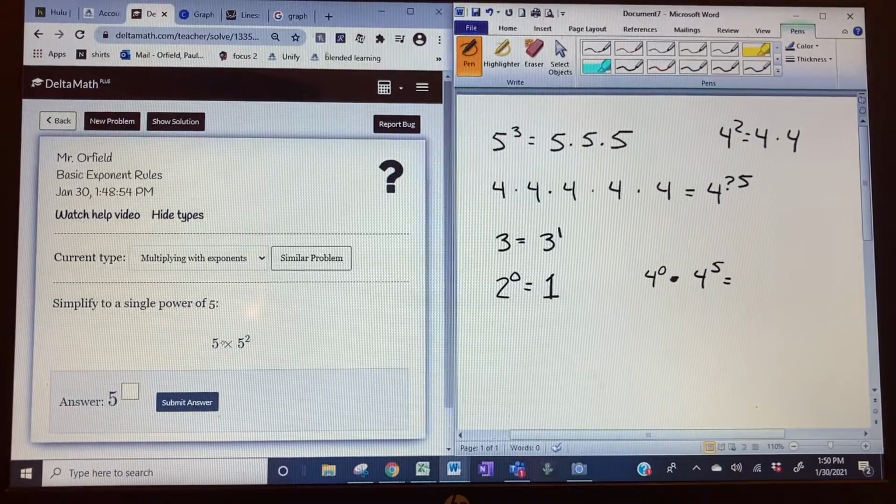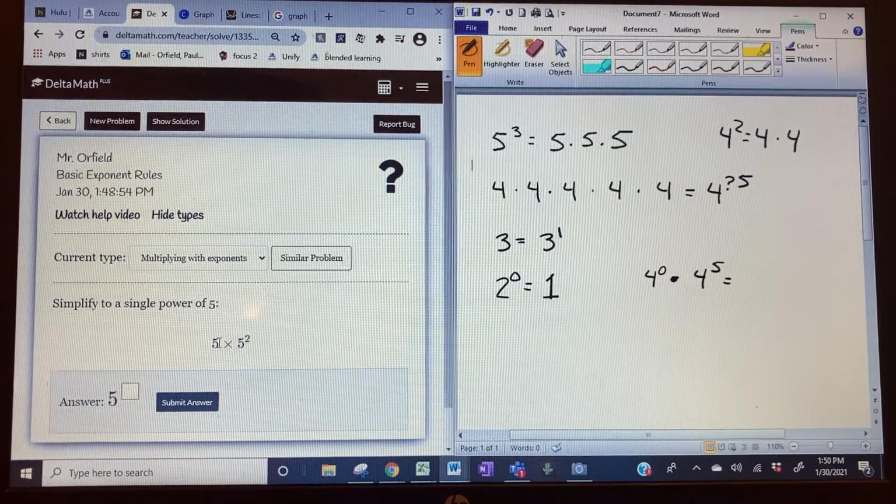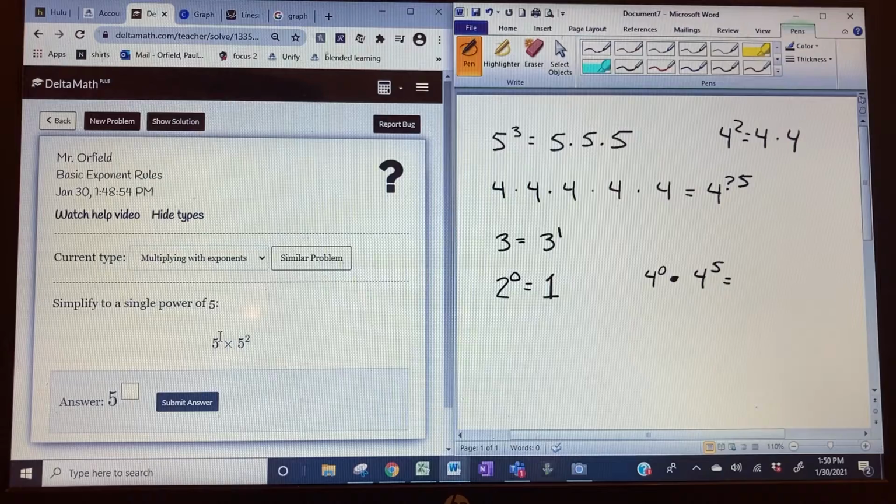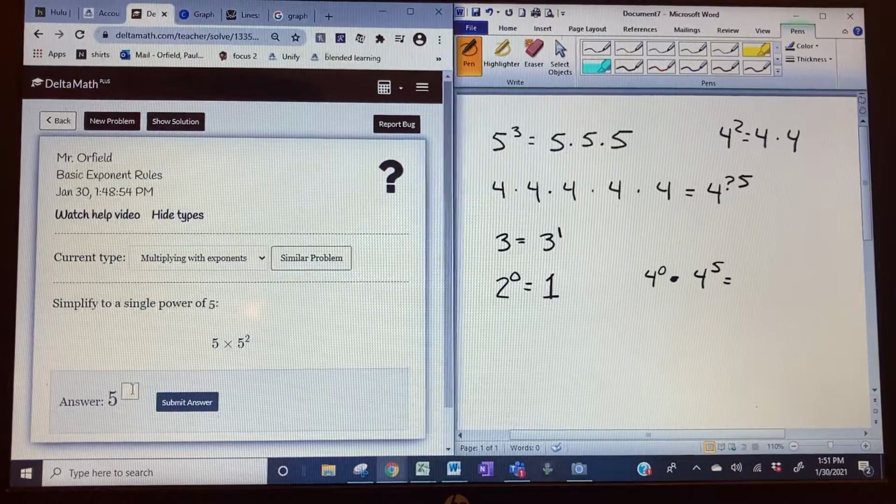All right, so in order to multiply exponents, what you have to have is the same base. The base is the number in front of the exponents. All right, so since my bases are the same, I have an invisible exponent of 1 and a 2, and all I'm going to do is add these exponents together. So 1 plus 2 equals 3.